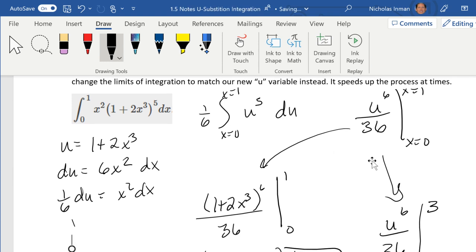And now you can just plug in 3 and plug in 1. Math turns out exactly the same. Let's see. 3 to the 6th was 729. Divided by 36 was 81/4. And plug in 1, we get 1/36.